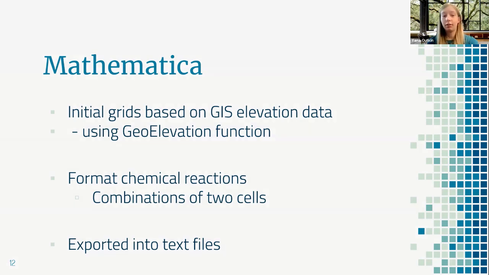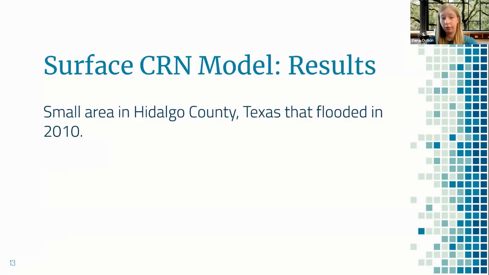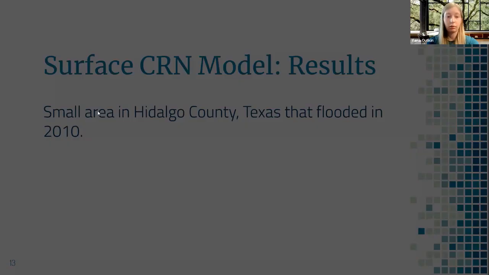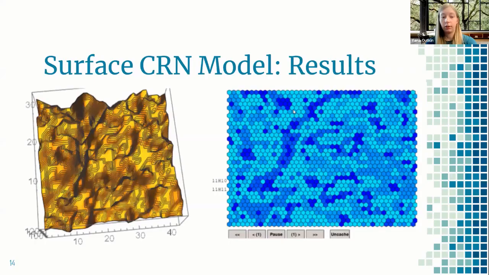I tested this model on a floodplain in Hidalgo County, through which the Rio Grande flows, and it flooded in 2010. The image on the left shows the 3D elevation plot of the region, and the results of the simulation are on the right. So the surface CRN approach accurately predicts that a lot of the water will flow into the river, and then the rest will spread out across the floodplain to the right.